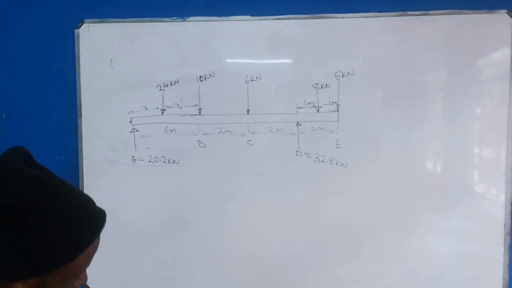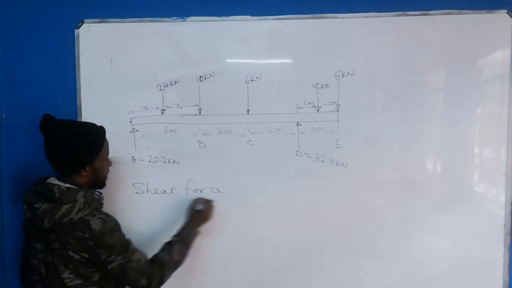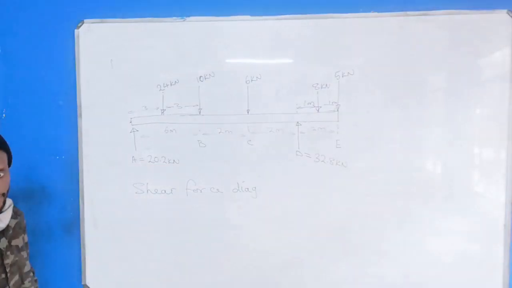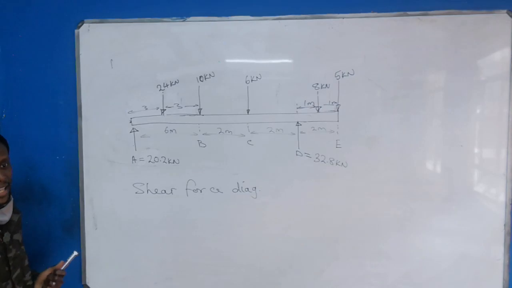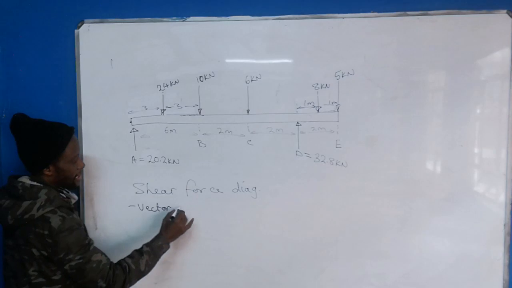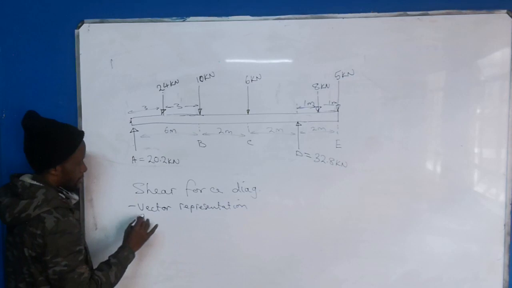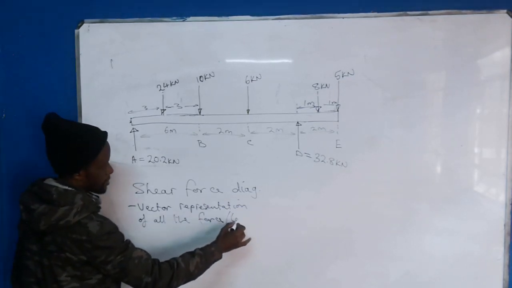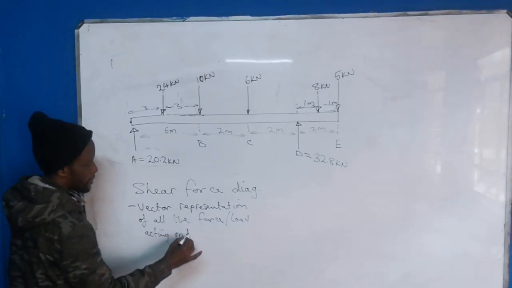When we draw a shear force diagram, you need pencils and rulers. But before you draw, a shear force diagram is a vector. Remember, forces are vectors. It's a vector representation of all the forces or loads, if you want, acting on the beam.